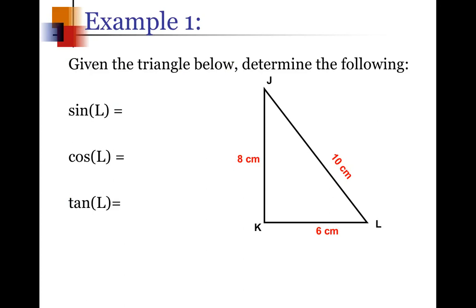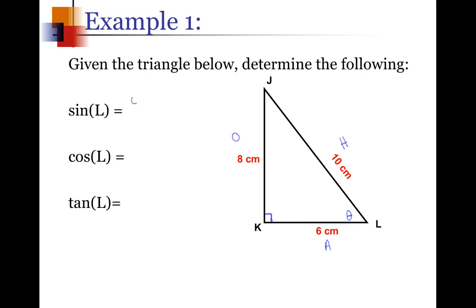Let's look at some examples of how this can be used. So example 1, given the triangle below, determine the following: the sine of L, the cosine of L, the tangent of L. So that means L is my reference angle. So let's label the sides in reference to this. Well, the hypotenuse never changes. Opposite, oh, it's that 8. Adjacent, oh, right here. This is my right angle.